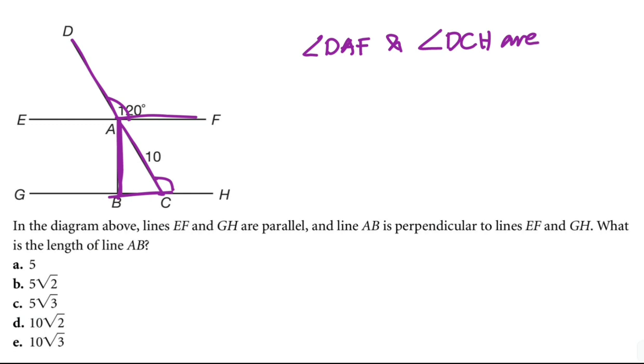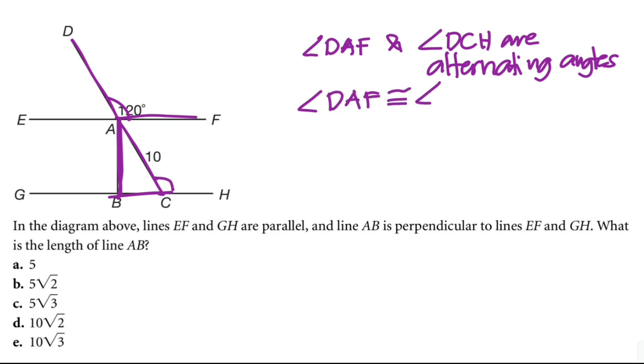are alternating angles. They are angles made by a pair of parallel lines cut by a transversal, because we have two parallel lines here, EF and GH, cut by a transversal or line DC. And these two angles are just congruent. So angle DAF is congruent to angle DCH. Since the value of angle DAF here is equal to 120 degrees, therefore angle DCH is also equal to 120 degrees.